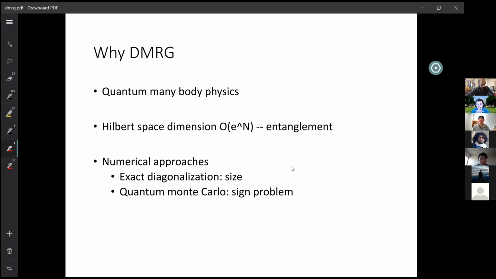I will introduce the DMRG starting by giving you a little bit of motivation. So why do we need an algorithm called DMRG? We know that as condensed matter theorists, we are generally interested in quantum many-body problems. So there are many interesting phenomena in these kinds of systems, such as high Tc or spin liquid, like fractional quantum Hall effect, and so on.